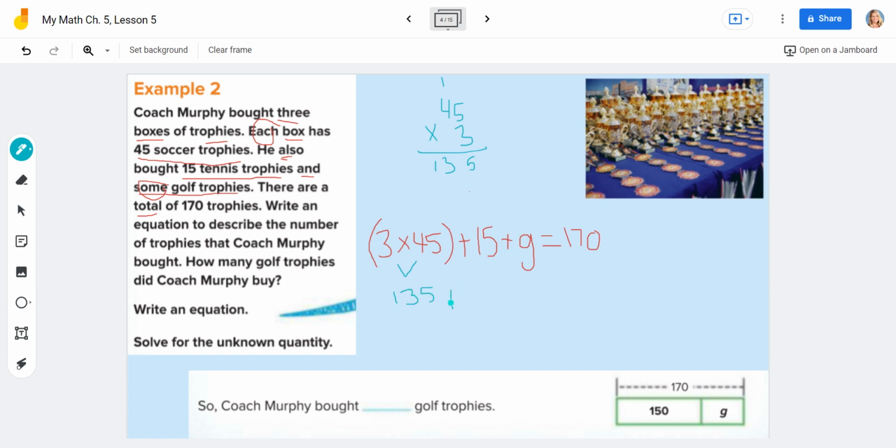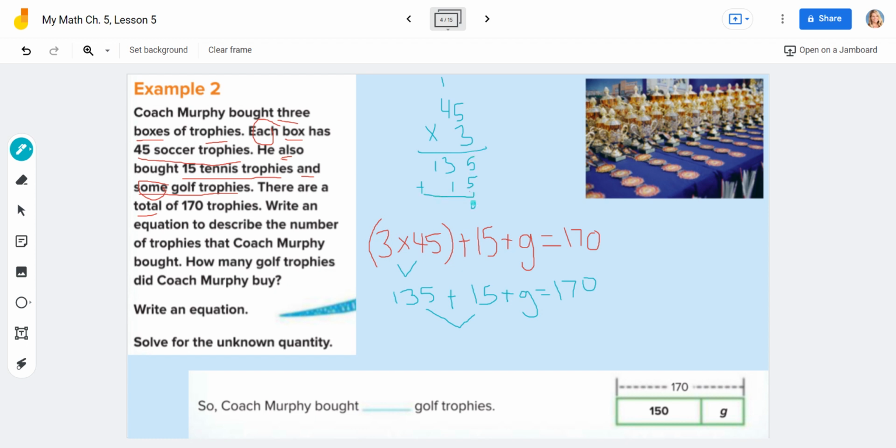Drop down my plus 15 plus G equals 170. All right, so now what I have left, I can add these two. So let's do 135. I'm just going to use this one up here. Plus 15.